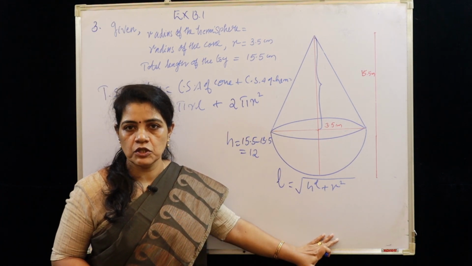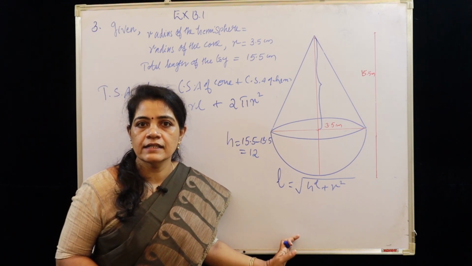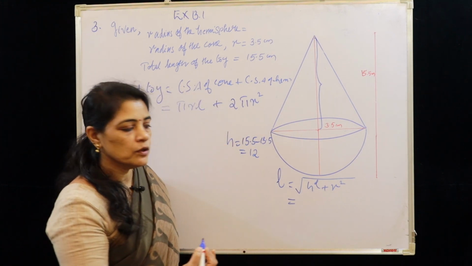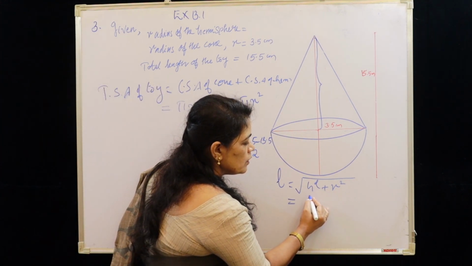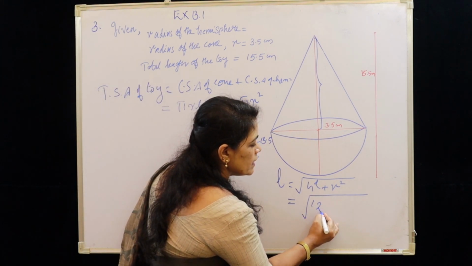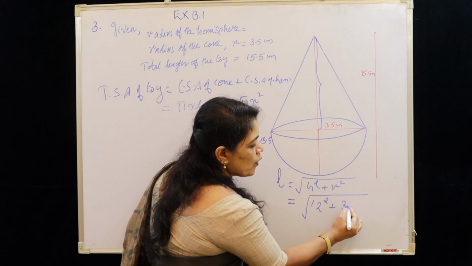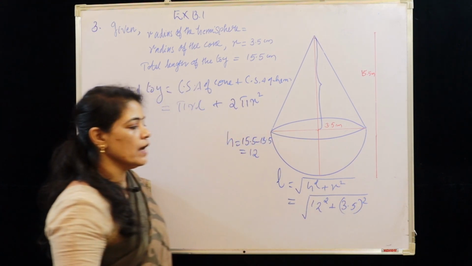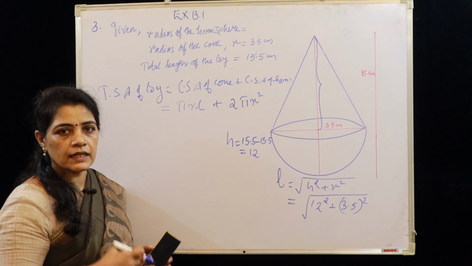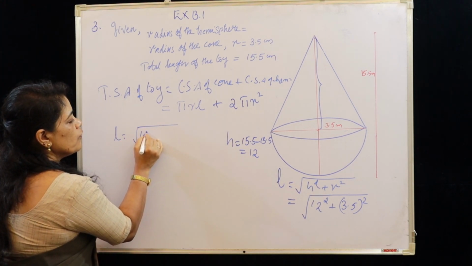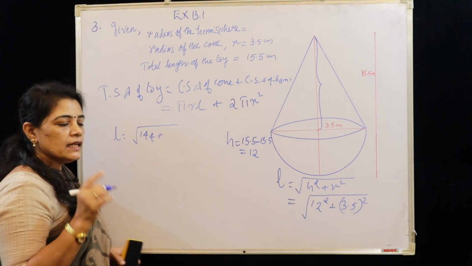Okay, now we can substitute here, so that you can easily get the slant height. L is equal to root of h square, that is 12 square plus 3.5 whole square. Okay, so we are going to solve: 12 square is equal to 144, plus 3.5 square.